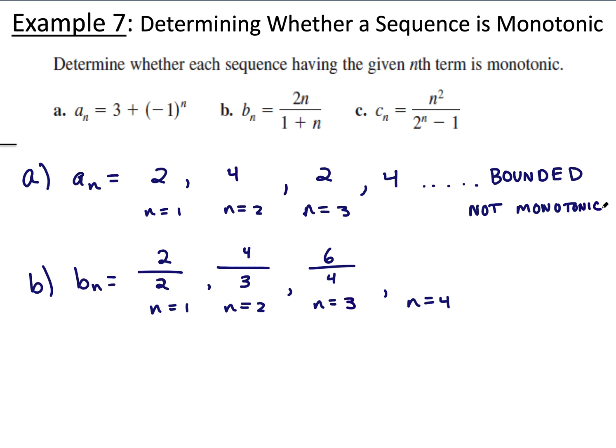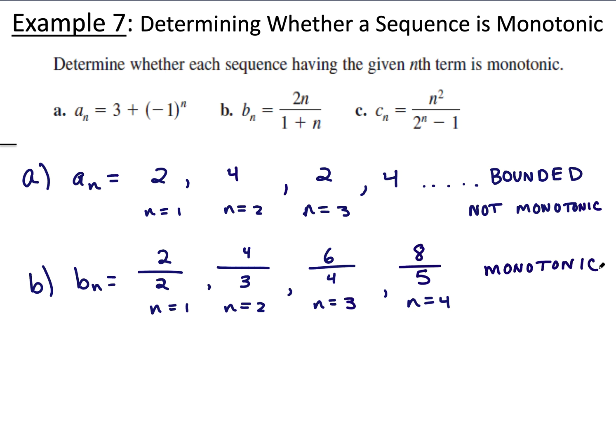If I take 4 and plug it in, then the numerator I believe would be 8. The denominator would be 1 plus 4, which is 5. And it looks like if you go over these decimals, we have 1, we have 1.3 repeating, 1.5. It looks like it's either increasing or staying the same. So I would say that's non-decreasing. I would say this one is definitely monotonic.